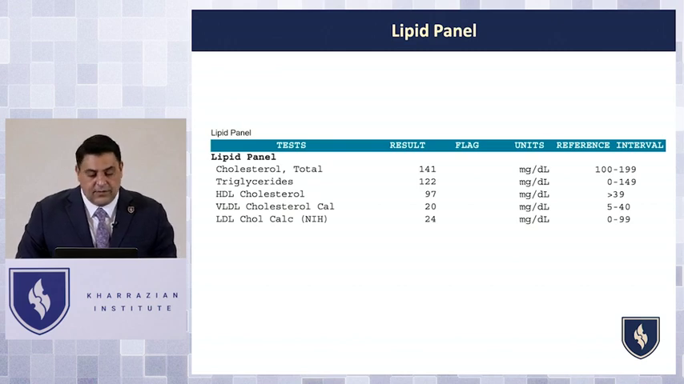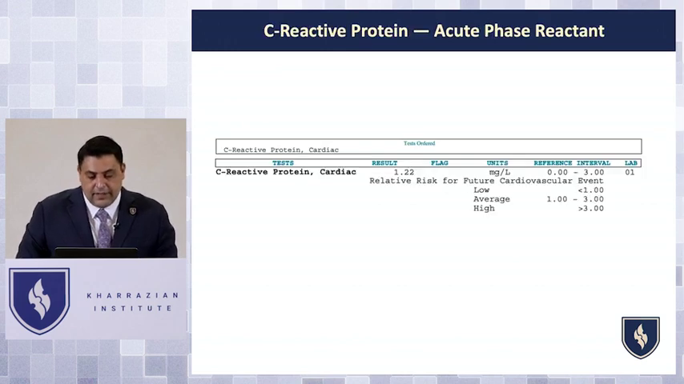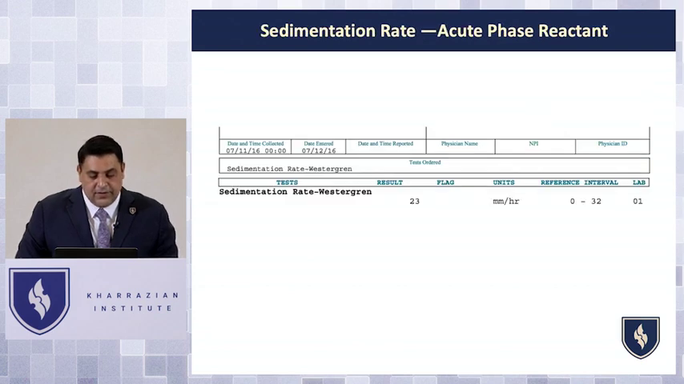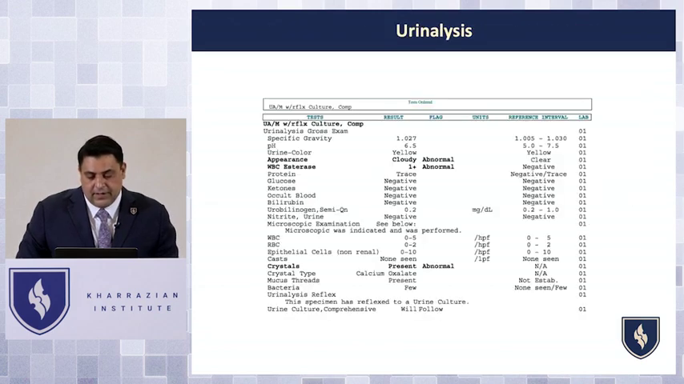Lipid panel is always good just to see what's happening with their fats, C-reactive protein, a general marker for inflammation, ferritin, just a marker for acute phase reactants. Ferritin is like CRP. If there's inflammation, this goes up. Okay. ESR, another marker for acute phase reactant inflammation in the body. Remember, anywhere inflammation in the body is going to have an impact.